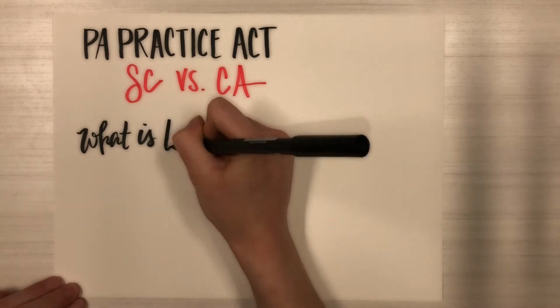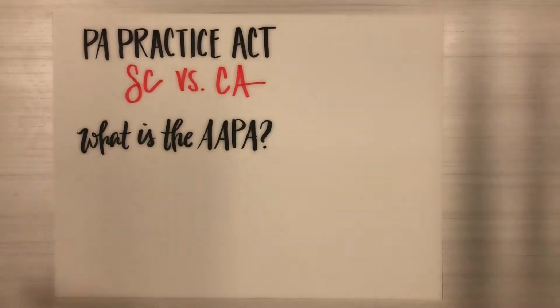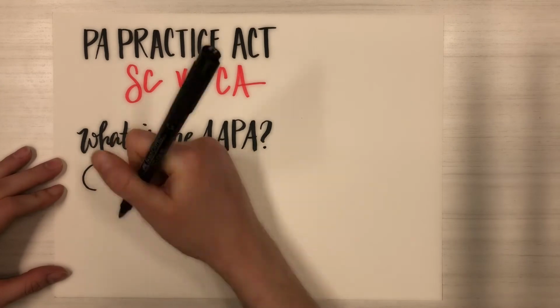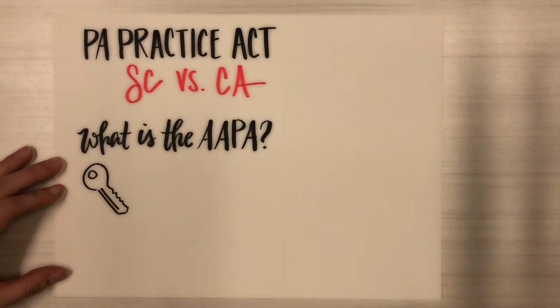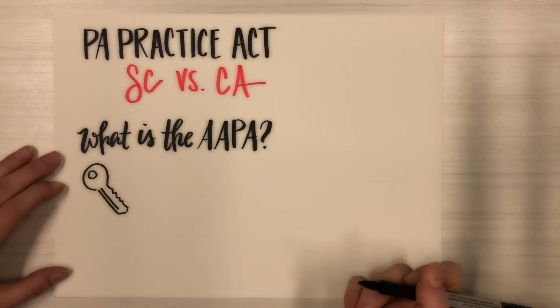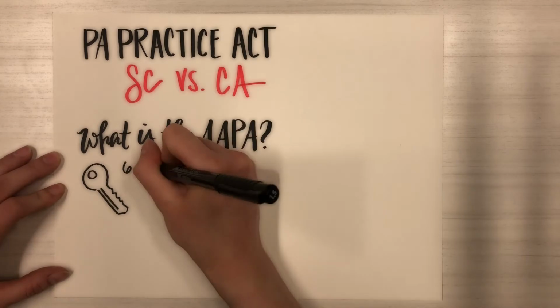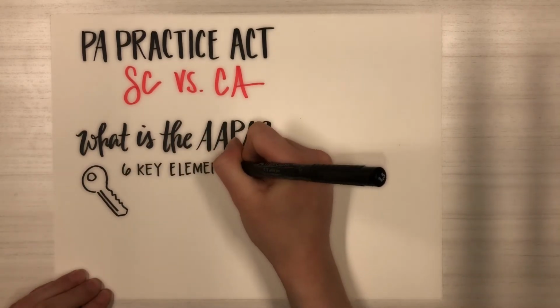So the AAPA is the American Academy of Physician Assistants, and it is a national professional society for PAs in the United States. They came up with 6 key elements that they recommend each state adapt into their Practice Act. Every state has the ability to choose what is in their Practice Act, so this is just a suggestion based on what they believe embodies the PA role the best.